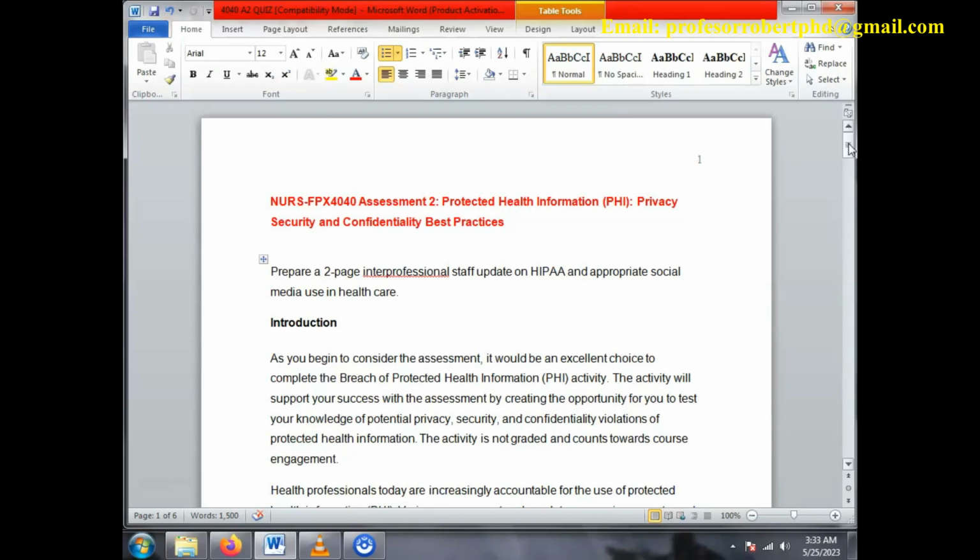Introduction. As you begin to consider the assessment, it would be an excellent choice to complete the Breach of Protected Health Information (PHI) activity. The activity will support your success with the assessment by creating the opportunity for you to test your knowledge of potential privacy, security, and confidentiality violations of protected health information. The activity is not graded and counts towards course engagement.